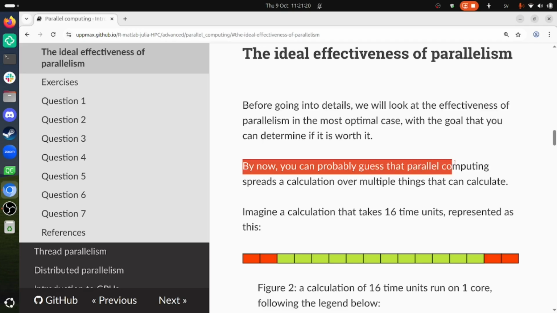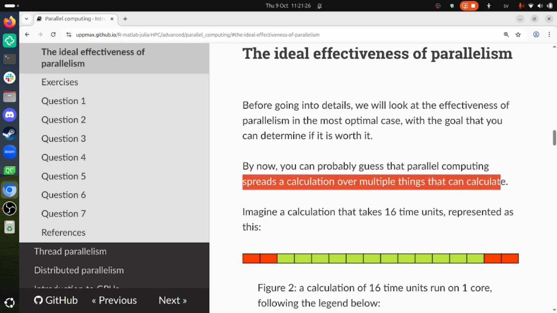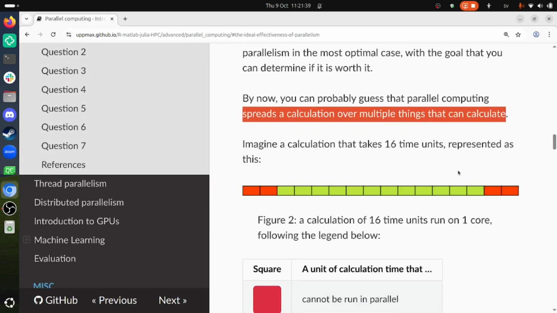So parallel computing means that you spread a calculation over multiple things that can calculate. In this session, these are cores. At this moment I'll be talking about cores, things that can calculate together. They use the same memory. They're very close. That's what you need to know.